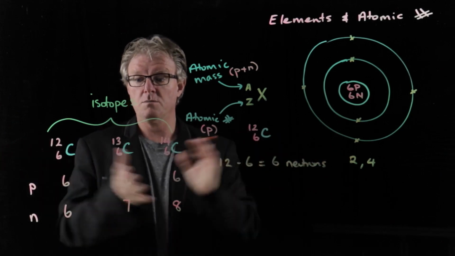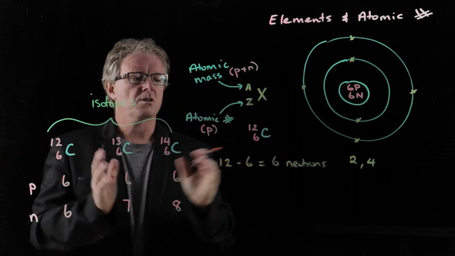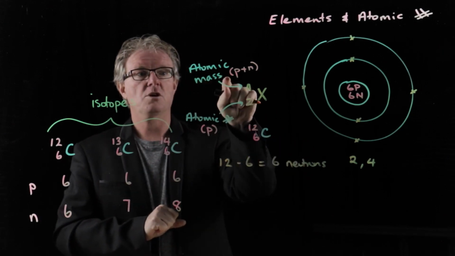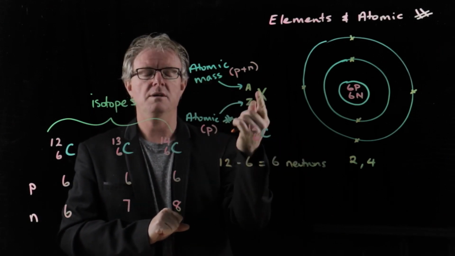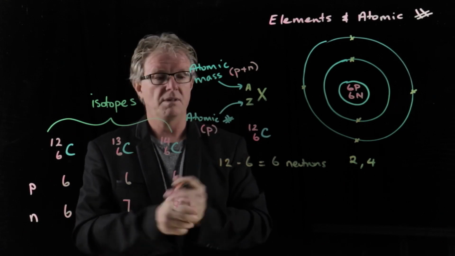Alright, so that's it. Pretty nice and short video. General structure of atomic mass. You can work out the number of neutrons by taking the atomic number away from the atomic mass. Okay, and that's pretty much it.